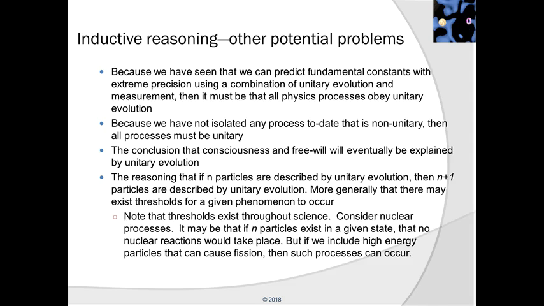Because we have not isolated any process to date that is non-unitary, then all processes must be unitary. The conclusion is that consciousness and free will will eventually be explained by unitary evolution. The reasoning is that if n particles are described by unitary evolution, then n plus 1 particles are described by unitary evolution. More generally, there may exist thresholds for a given phenomenon to occur.